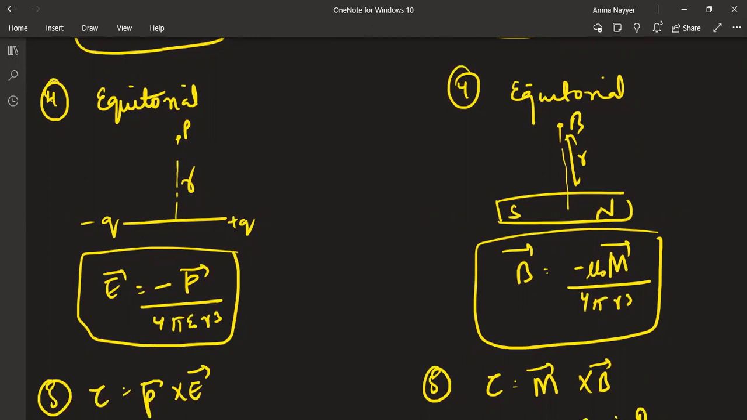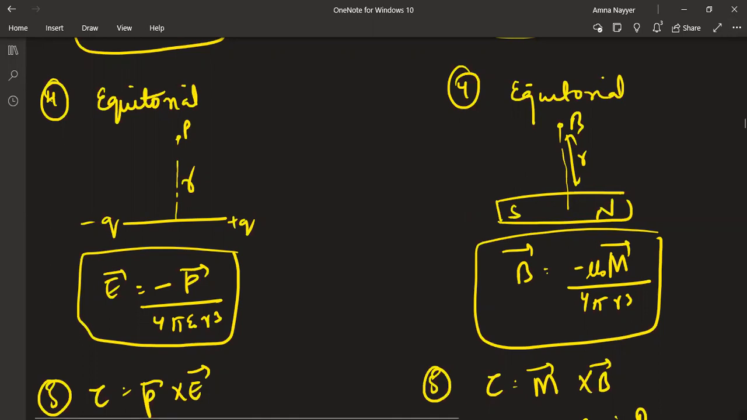Equatorial line means the point is located perpendicular to the line that you have joined to the axis. All right, that is the line that you have joined. So that is known as the equatorial point. Axial point means along the axis. If you keep on extending the axis of the dipole, that will lead you towards the axial line. Then equatorial means minus kp by r cube.